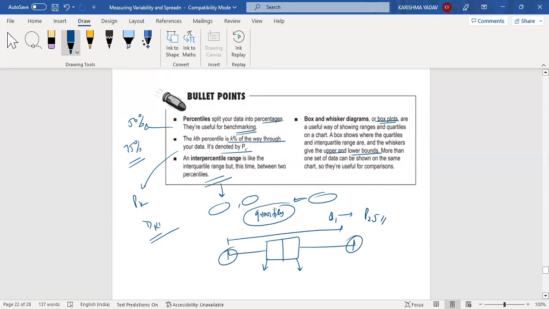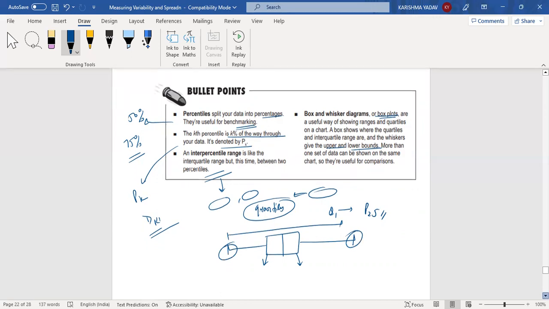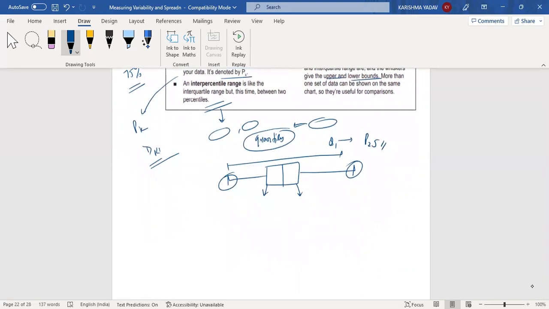More than one sort of data can be shown on the same chart, so they are useful for comparison. As we did in the previous example, they showed two box plots in one chart, and we can easily compare two sets of data in just one chart.